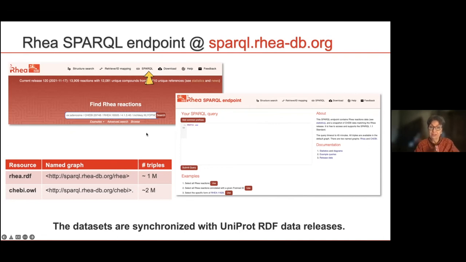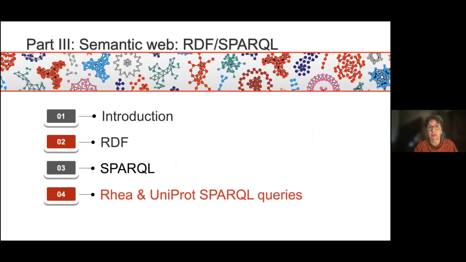In this case, you can see that it's a very small dataset compared to UniProt. So the Rhea SPARQL endpoint contains data from the Rhea.rdf and the kb.all file. So we have Rhea and the snapshot of ChEBI that is synchronized with Rhea. And for both, we only have 3 million triples. So we are very, very small compared to the UniProt dataset. And as I told you before, these datasets are synchronized with the UniProt RDF data releases.